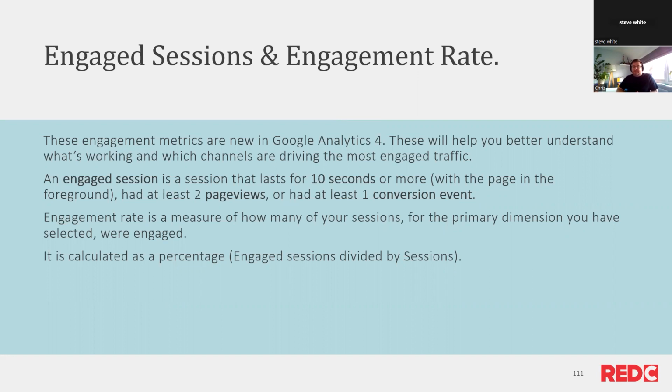And engagement rate is the measure of how many sessions for the primary dimension you've selected were engaged. They're much better metrics to be using, but here's a business shift you need to consider, because a lot of the metrics you've used for the previous decade, if not longer, have been deprecated in GA4.